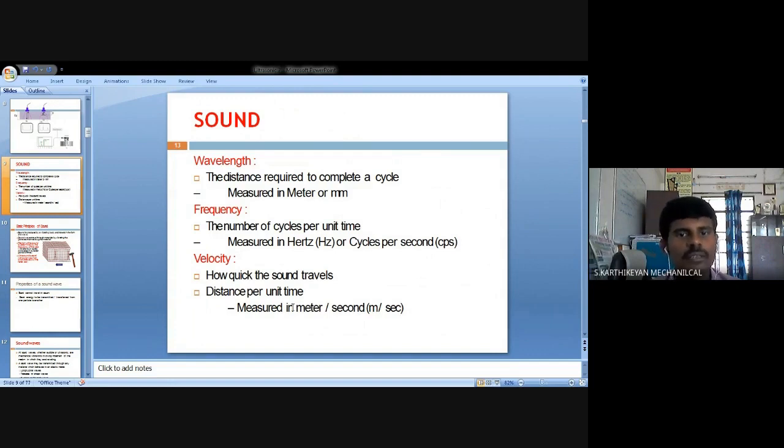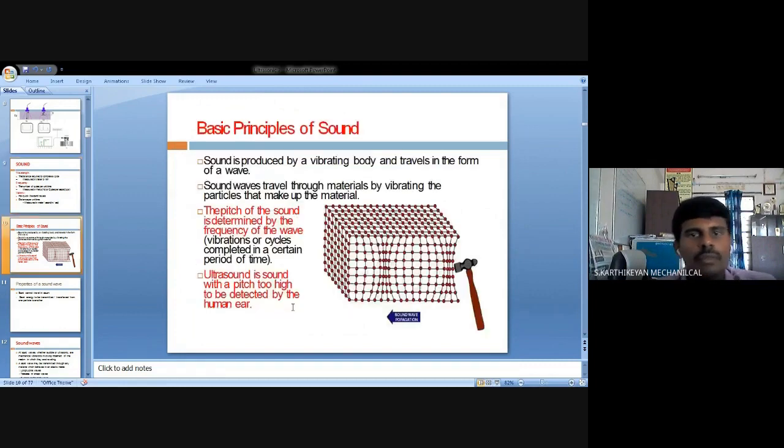Whereas velocity is how the sound waves propagate. Actually, it is distance per unit time. That is velocity, right? It is commonly measured in meters per second. Here is a common example. Sound is produced by a vibrating body and it travels in the form of a wave. In engineering physics, we know that with a tuning fork we create a noise, and with the help of that tuning fork we get signals, right? It is the best example for ultrasonic testing.